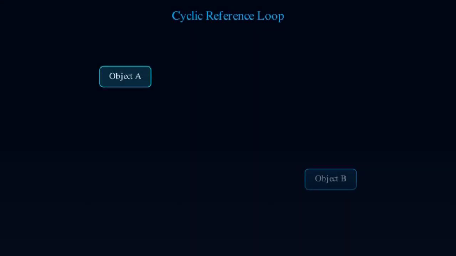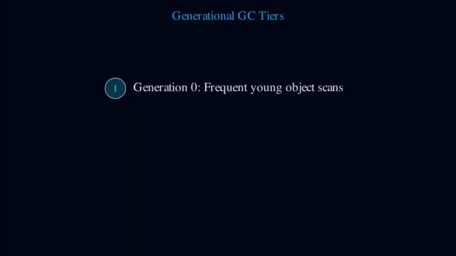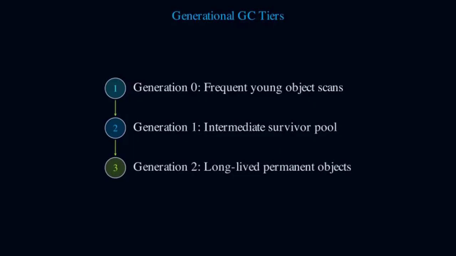Cyclic references occur when two or more objects reference each other, forming isolated loops that standard reference counting cannot clear on its own. Python's generational garbage collector solves cyclic references by periodically scanning container objects across 3 distinct generations.